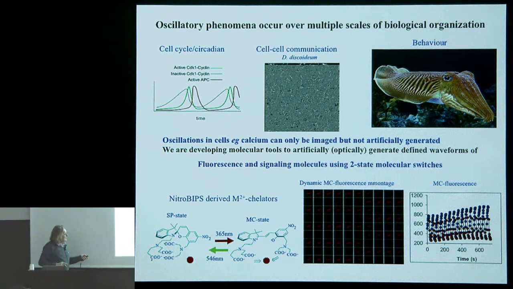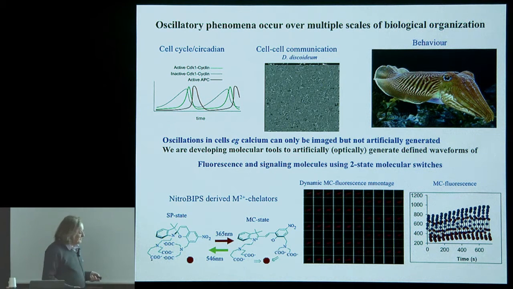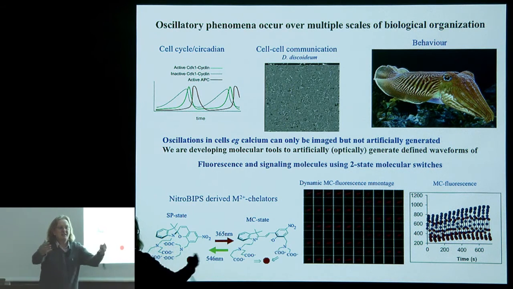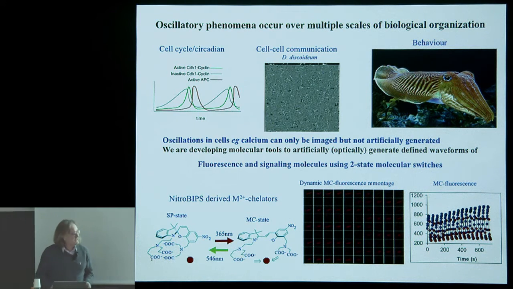So consequently, if we form the merocyanine state with UV light, we get a very tight complex, so the free calcium concentration drops, and then when we go back to the spiral state, the affinity for calcium is much lower, so the calcium is released. So this way, by going between SP and MC, we can generate defined concentrations of calcium inside of the cell.